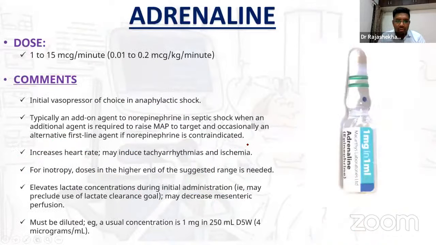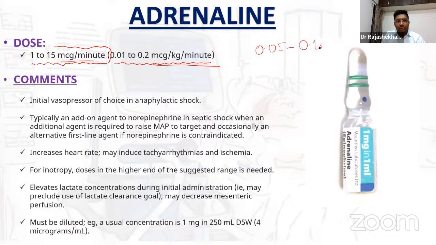Similarly, you can calculate the adrenaline dose as I have given you. The dose here is 1 to 15 microgram per minute or 0.01 to 0.02 microgram per kg per minute. You either remember microgram per minute or microgram per kg per minute. Don't try to remember both. I usually remember microgram per kg per minute. So for noradrenaline, it's 0.05 to 0.15, and for adrenaline, it's 0.01 to 0.02. So if you consider 0.1 microgram, it holds good for both.